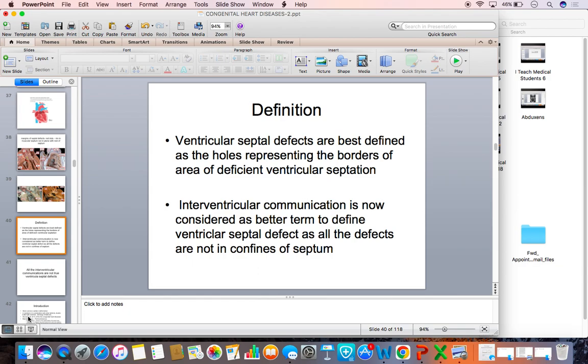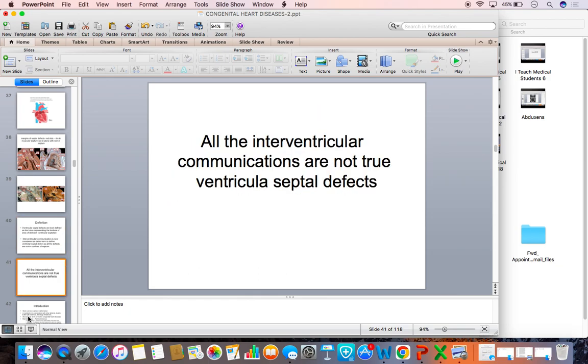The only reason is that VSDs are not in plane with the rest of the septum. But all the interventricular communications are not true ventricular septal defects. This is again a controversy. But you can use any term you want.